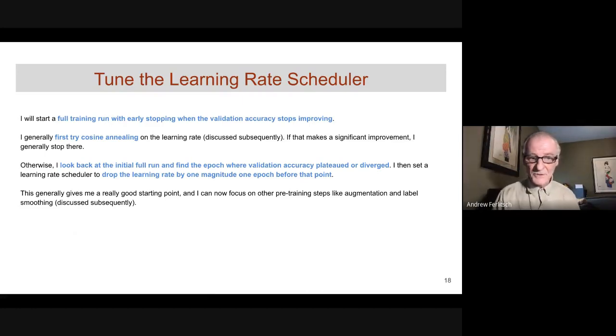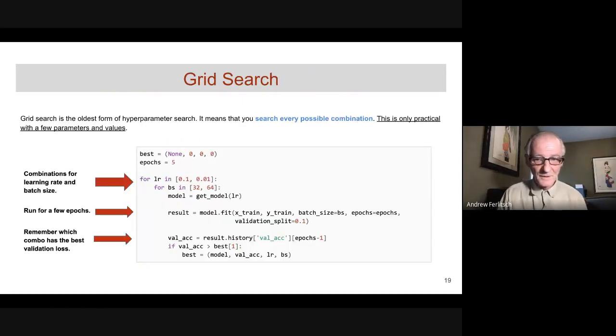And what I want to do is create a learning rate scheduler that's going to drop the learning rate by a magnitude at least one epoch before it hits that point. Okay. And this generally gives me a really good starting point, and I can now focus on other pre-training steps like augmentation and label smoothing, which we'll discuss subsequently. Okay. So that's my version.